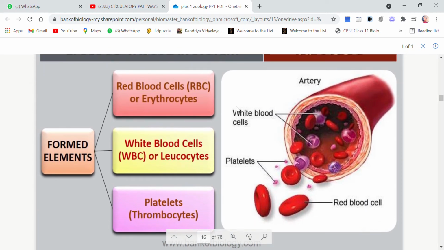So children, now we come to formed elements. We told you that formed elements are of three types: red blood cells, also known as erythrocytes; white blood cells, also known as leukocytes; and platelets, also called thrombocytes.